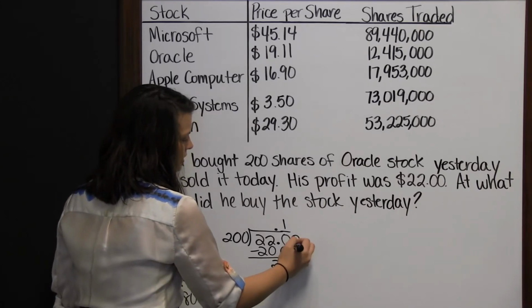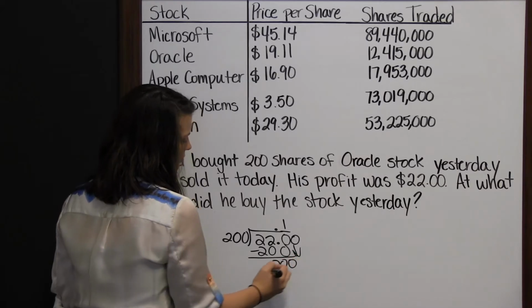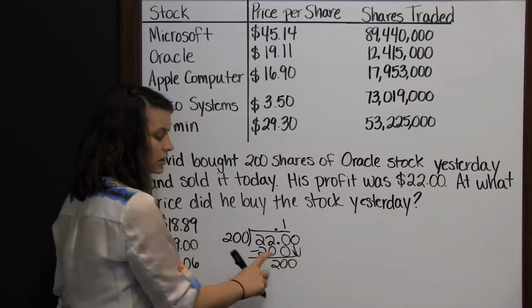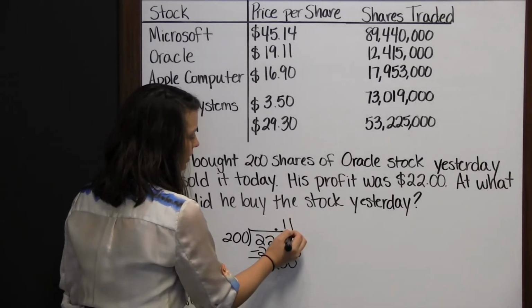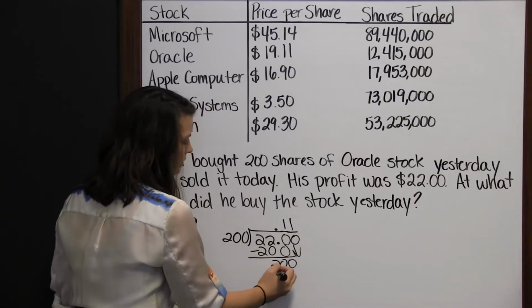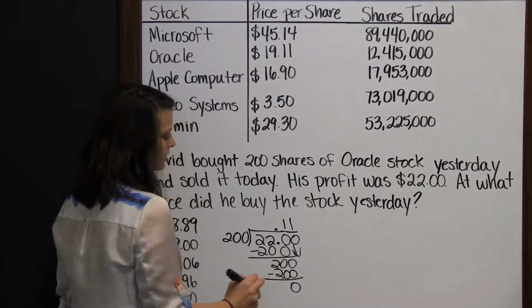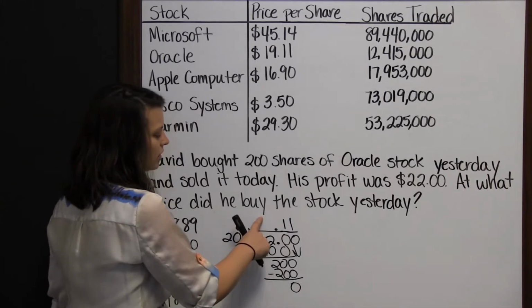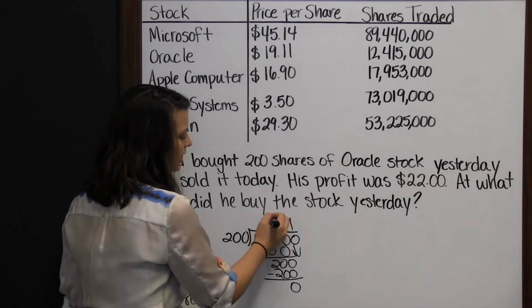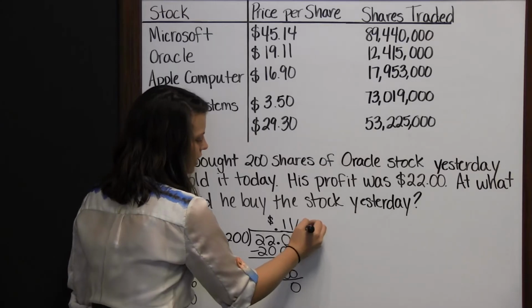So we add another zero and bring it down. 200 goes into 200 one time. 200 times 1 is 200. We subtract and we get 0. Now we know that he made 11 cents per share.